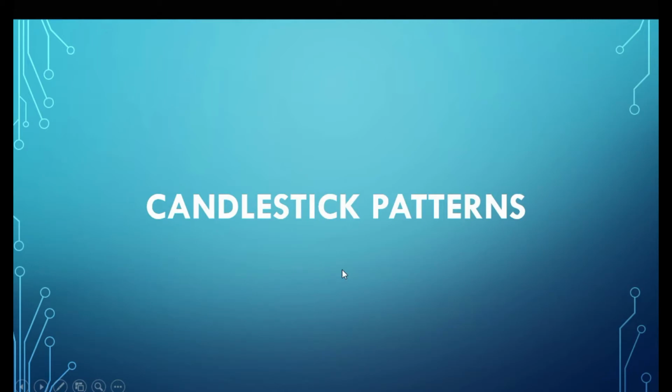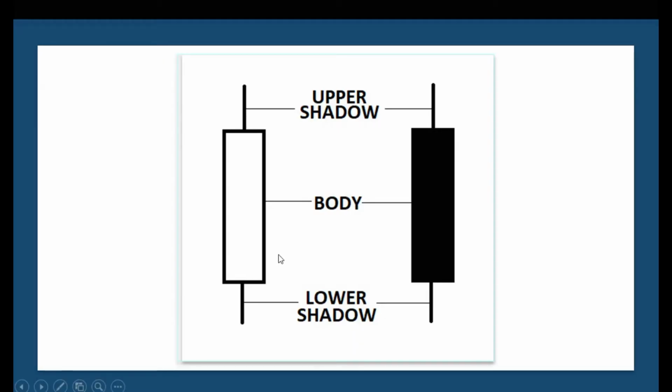So what is a candlestick? Why is it called a candlestick? Because it looks like a candle. It has a body just like a candle, and it has shadows, upper shadow and lower shadow. Shadows are also called wicks. So we can call them upper wicks and lower wicks.